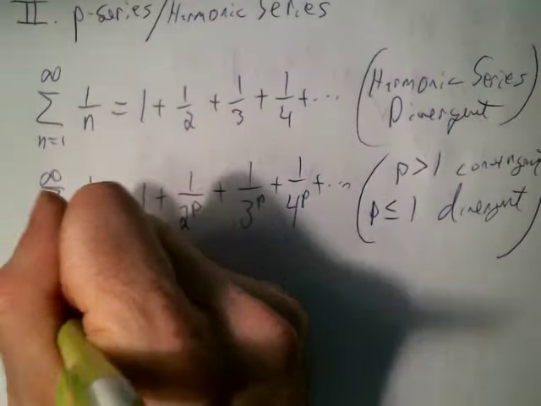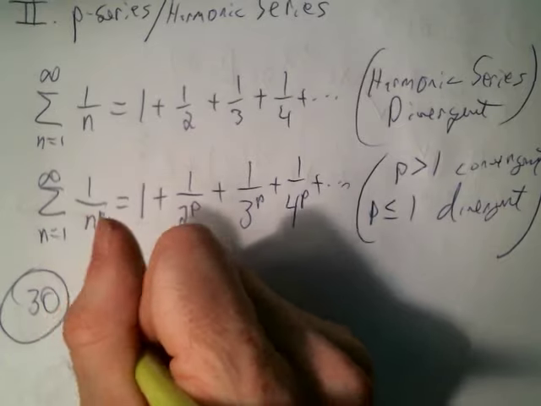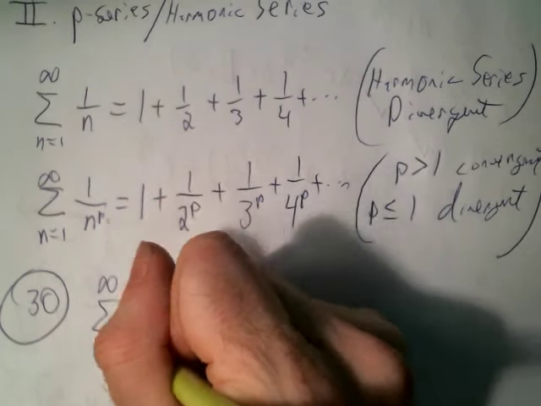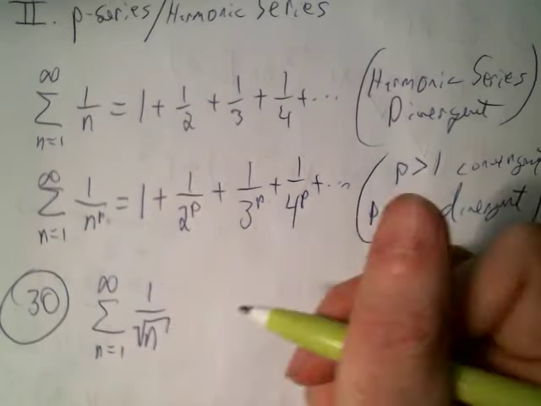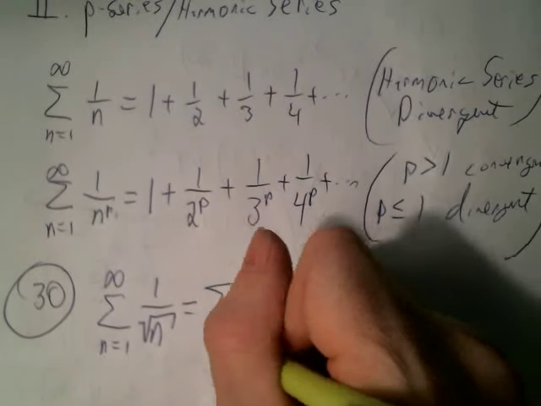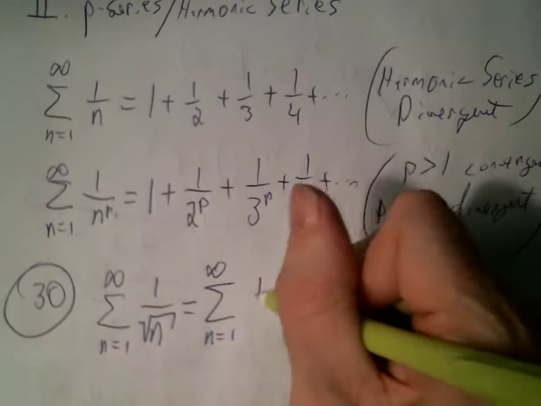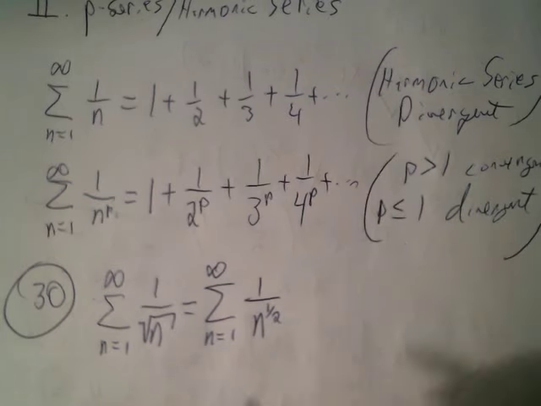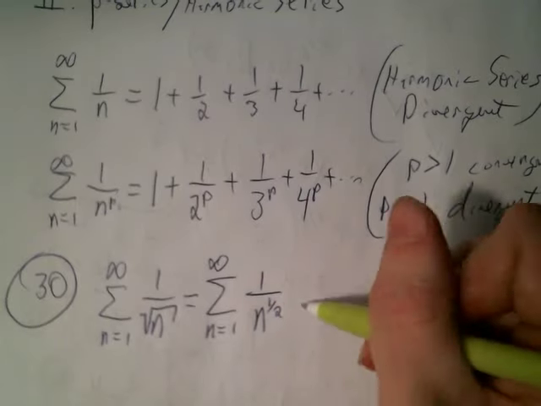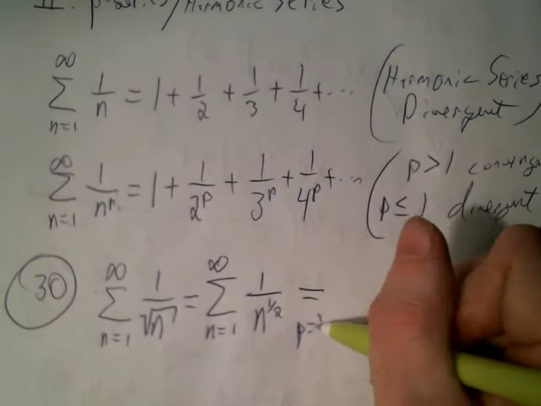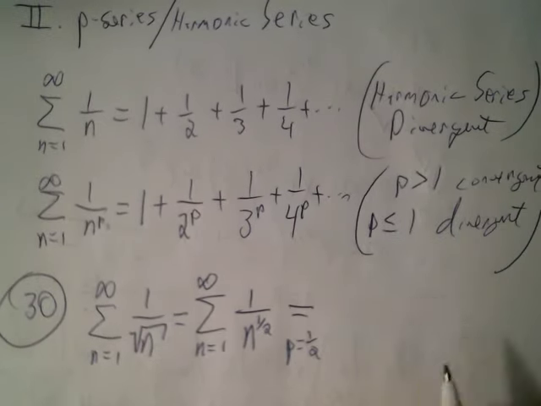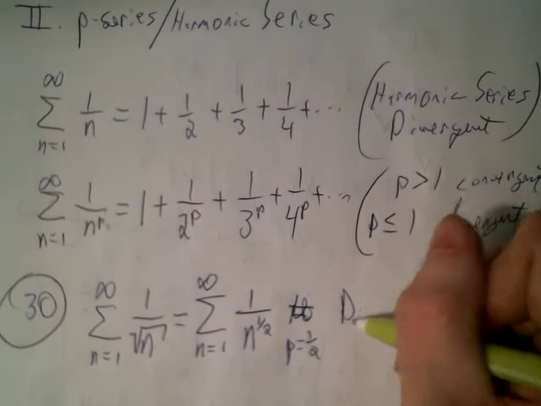Okay, so the book will try to throw you some curveballs. There's really not much to do with these, but the book's trying to keep the marriage alive. So let's just go ahead and go through the motions here. We got 1 all over n to the 1/2, right? The square root of n is the same as power of 1/2. So clearly the p-value here is 1/2. If the p-value is less than or equal to 1, it's divergent. So this thing diverges.